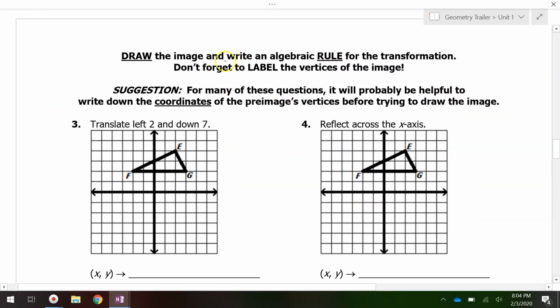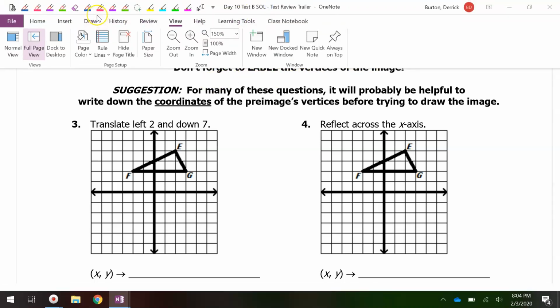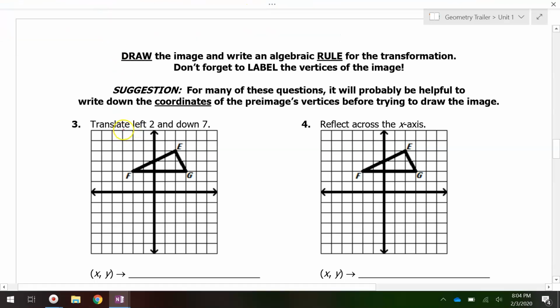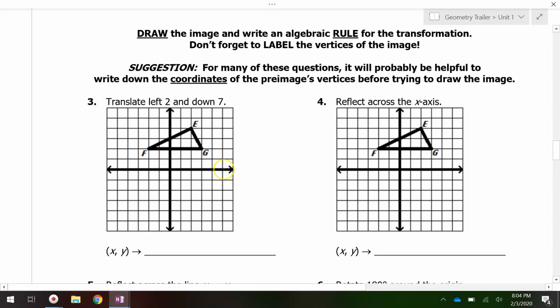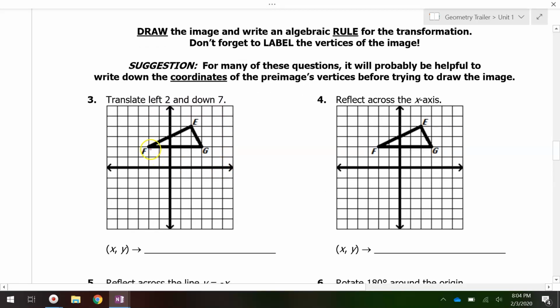All right, draw the image and write an algebraic rule for the transformation. Don't forget to label the vertices. So we're going to translate left 2 and down 7. We could do this visually. If I take F and I move left 2, and then down 7, it's 2, 4, 6, 7.